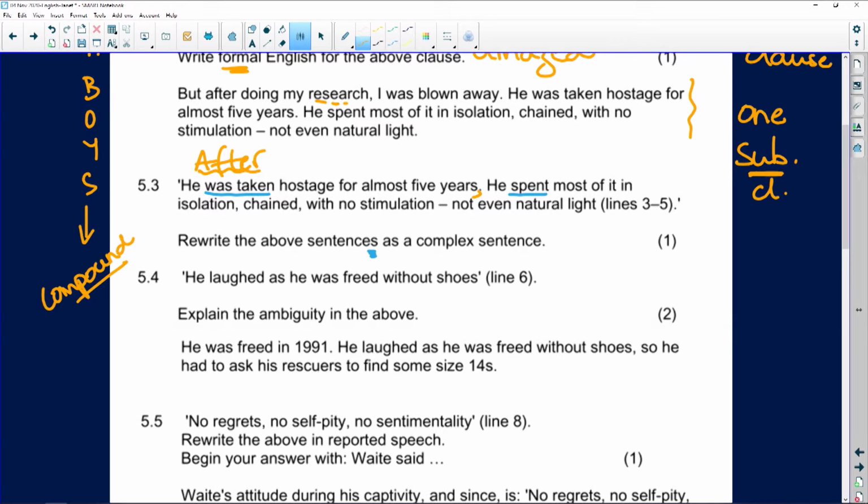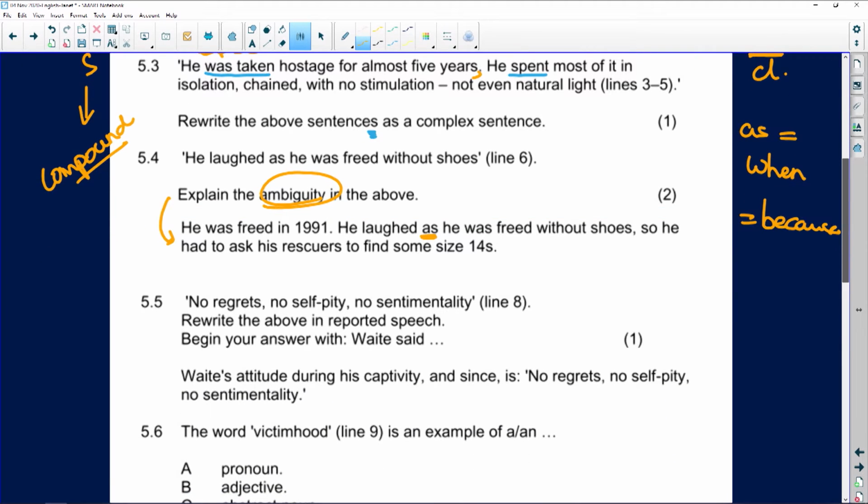Okay, so that sentence comes from here. He was freed in 1991. He laughed as he was freed without shoes, so he had to ask his rescuers to find some. Right, he laughed as. As can mean two things. It can mean when, and it can mean because. That's the ambiguity. Is it he laughed because he was freed without shoes, or he laughed when he was freed and he happened to be without shoes? Okay, that's the ambiguity.